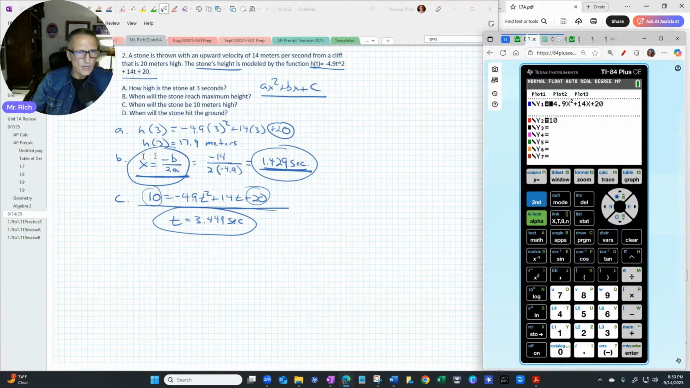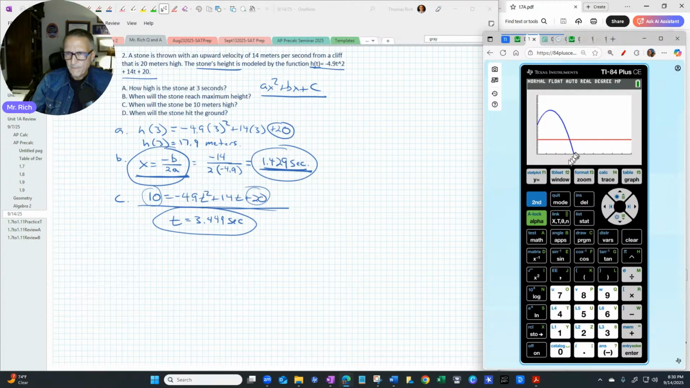All right, and then part D, when will the stone hit the ground? Well, that's when will the height be 0? So then I'm looking for the x-intercept. So I'm going to take a look at the graph. I'm going to change this window here, students. I'm going to change the window so that the y-min is negative 1 because I definitely want to be able to get my eyes on the x-axis. So when I graph it, you can see where that x-intercept is down here.